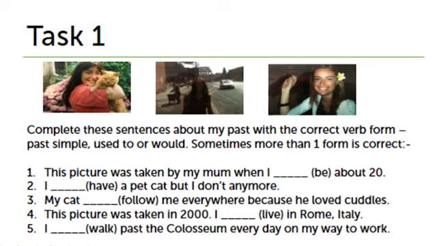Number two, I have a pet cat, but I don't anymore. Number three, my cat followed me everywhere because he loved cuddles. Number four, this picture was taken in 2000. I live in Rome, Italy. Number five, I walk past the Colosseum every day on my way to work. Pause the slide there if you need more time.